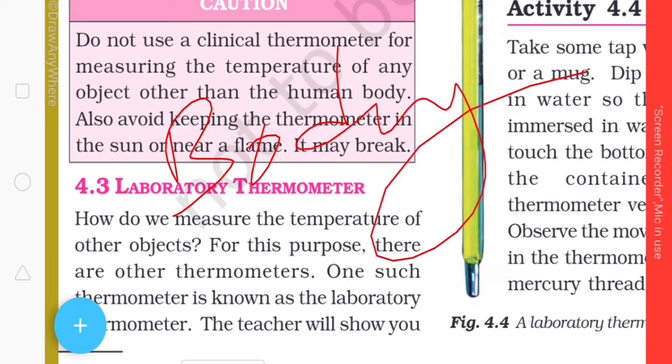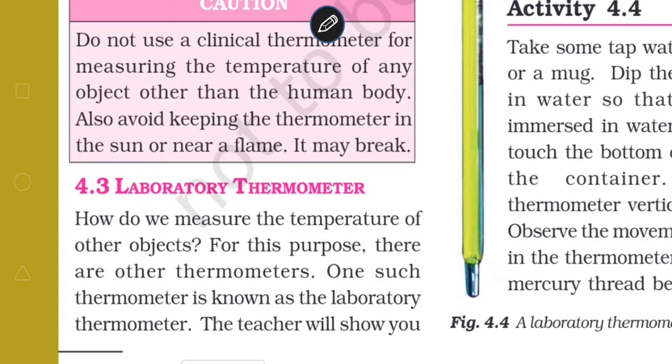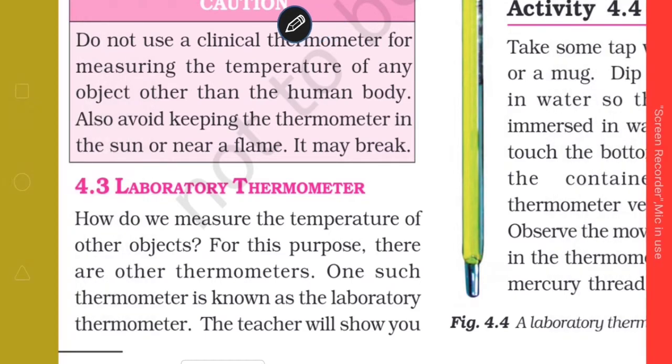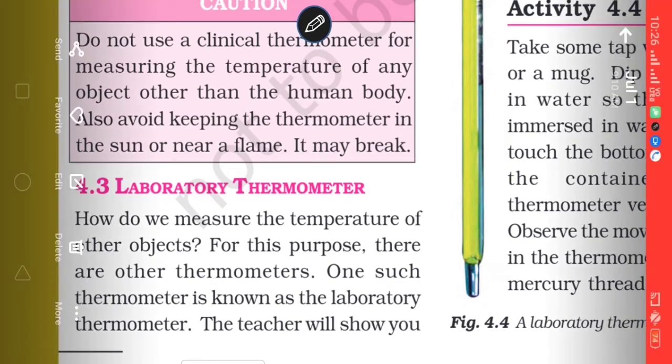The range of clinical thermometer was between 35 degrees Celsius to 42 degrees Celsius. Since we cannot use the clinical thermometer to measure other temperatures, we need another type of thermometer, which is the laboratory thermometer. This laboratory thermometer we can use to measure any temperature. It may be the temperature of the weather, of water, or of different things. So let's see what is a laboratory thermometer.